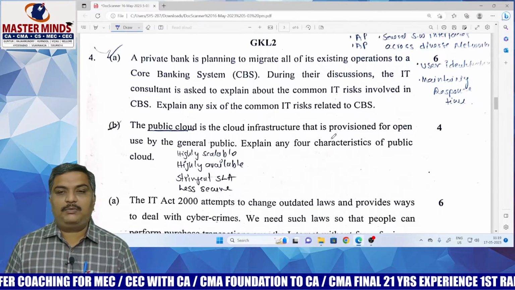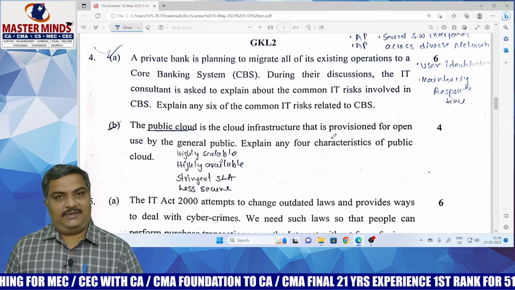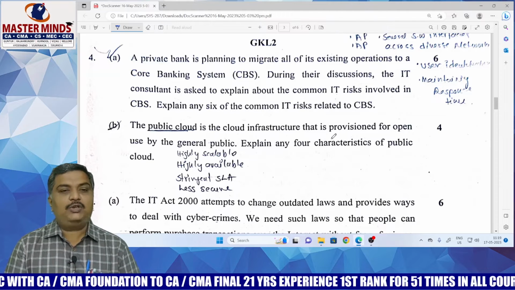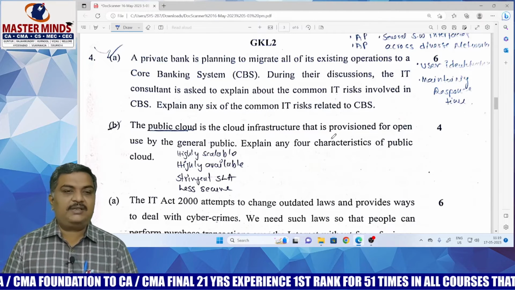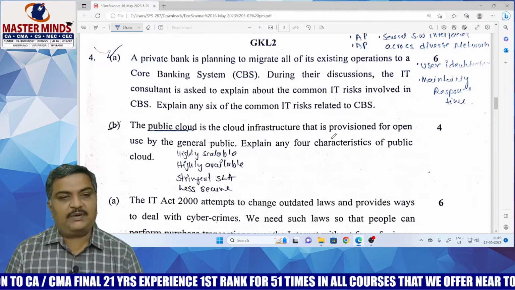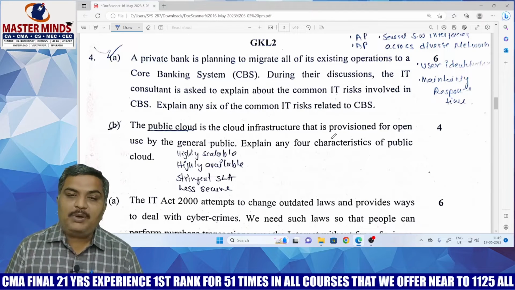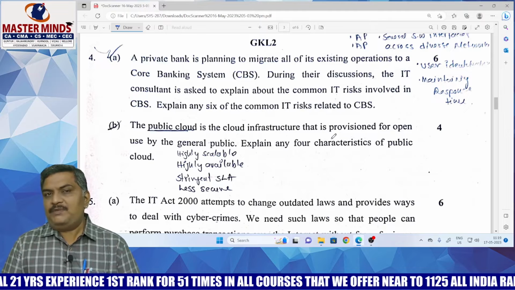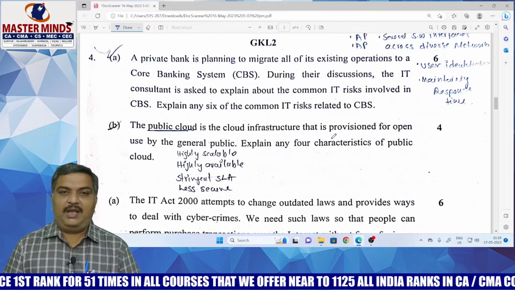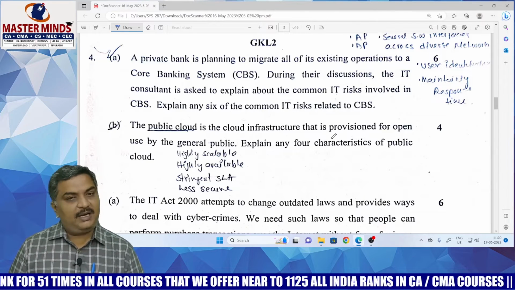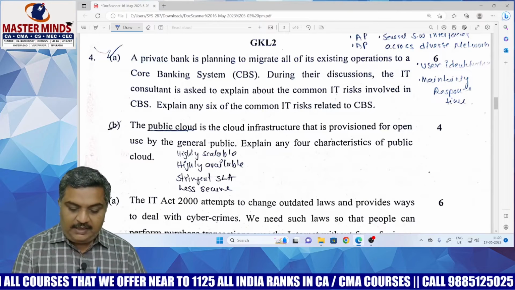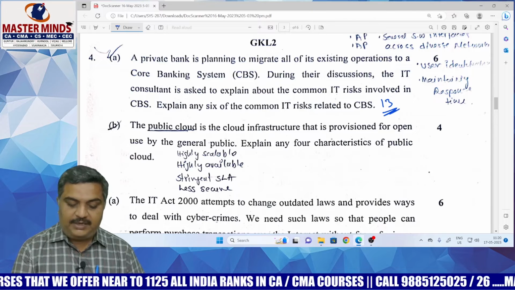And now coming to another question from core banking systems. A private bank is planning to migrate all of its existing operations to a core banking system. During their discussions, the IT consultant is asked to explain about the common IT risks involved in core banking system. Explain any of the 6 common IT risks related to CBS. So again, a very straightforward question, expected question, very easy question, and it is very easy to find out to which lesson it belongs. Yes, definitely it belongs to the core banking systems lesson, and you can find this question in Masterminds material as question number 13.